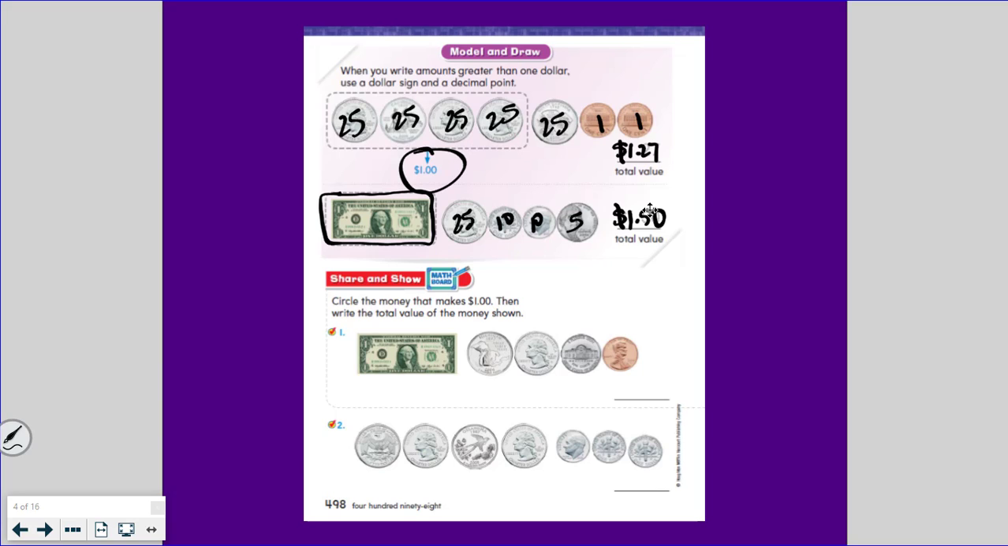So that's what we're going to be practicing today. We're going to be practicing showing dollar amounts greater than $1. How do we write that? What does it look like, right? Because we could say that's 150 cents, but really, if we want to be specific, it's $1 and 50 cents.